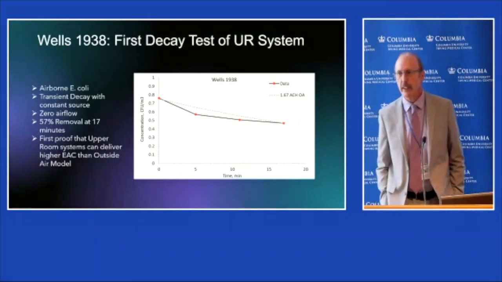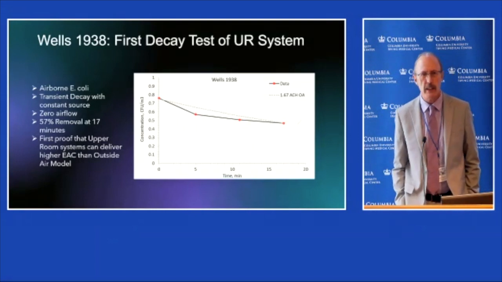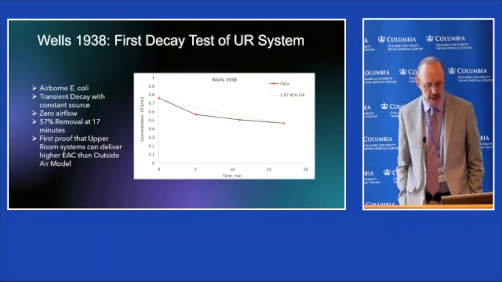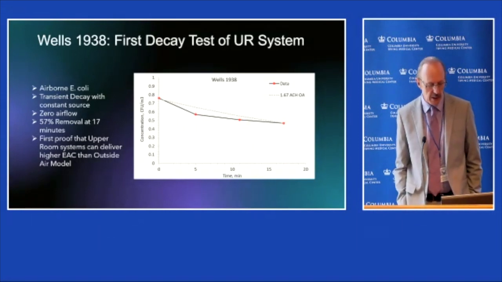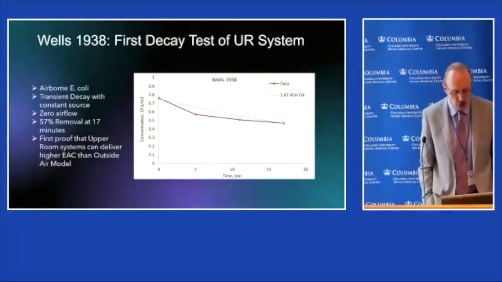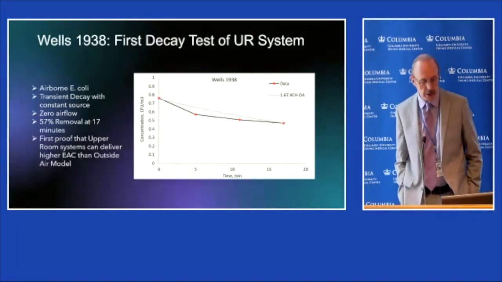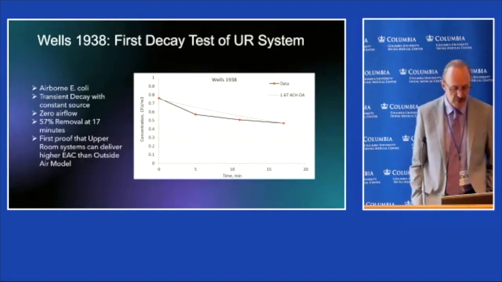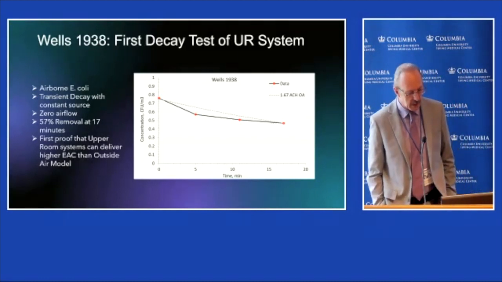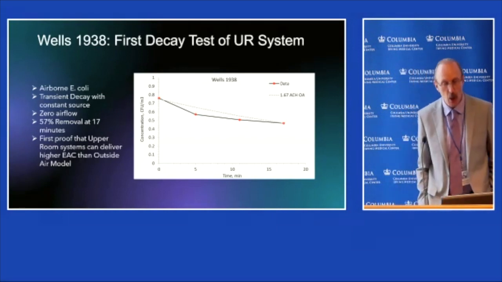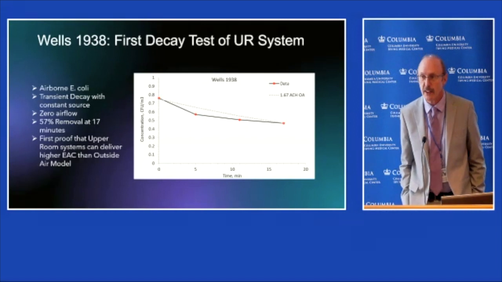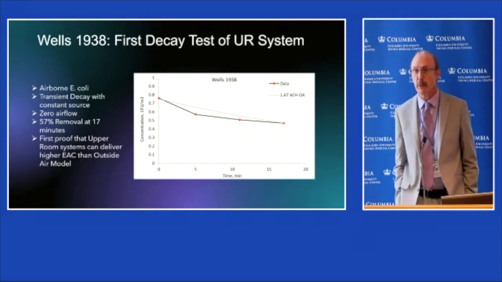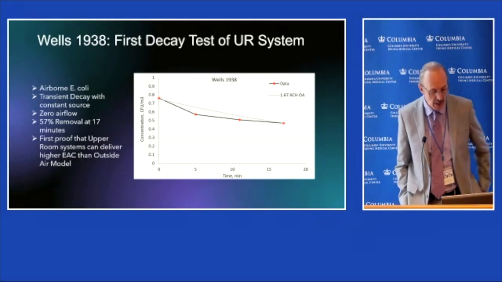This was a very innovative piece of work for the time, way ahead of its time. He developed an in-room test for evaluating the decay of E. coli under transient conditions. Fortunately, it did not go to zero, so we can compute this. They removed 57% in 17 minutes, which looks superior to an outside air system operating at 1 ACH, which only removes about 63% after 1 hour.